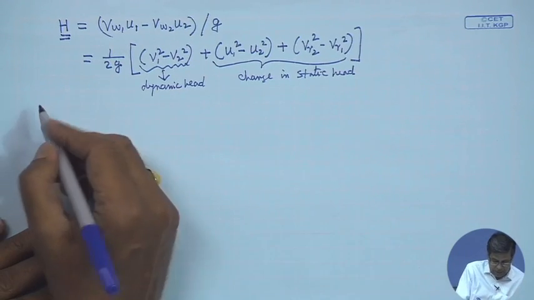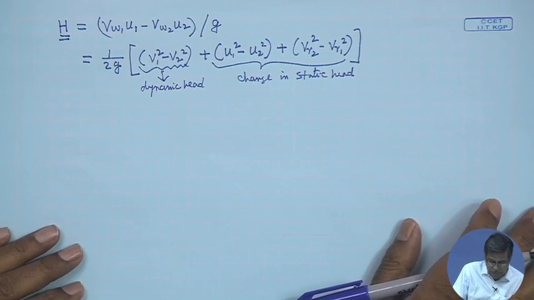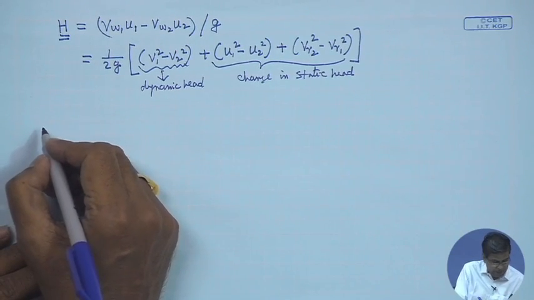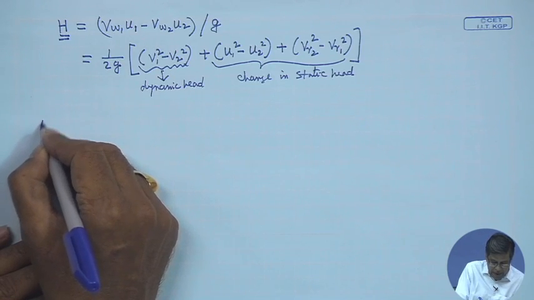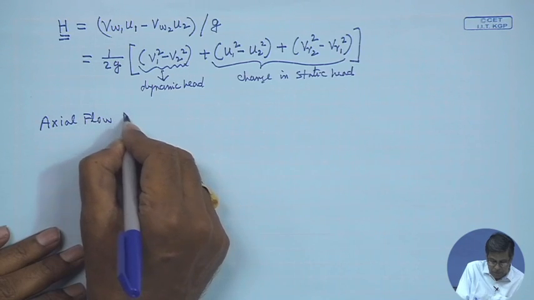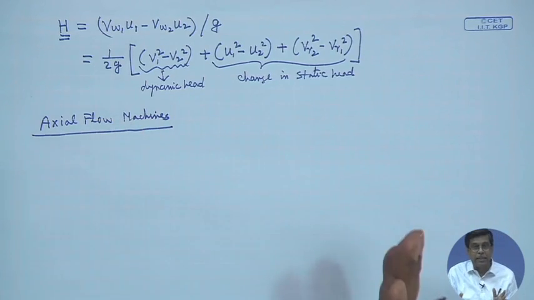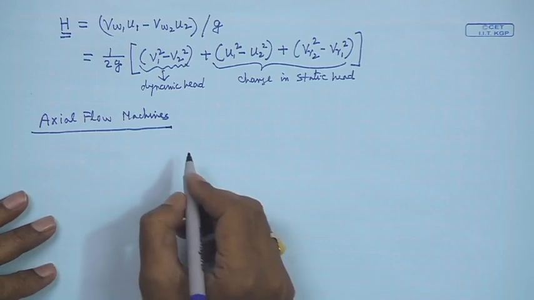Now, in relation to this, we should discuss different types of machines depending upon the direction of flow. One is the axial flow machines. What are axial flow machines? In axial flow machines, the main or bulk fluid moves in the axial direction. There may be components of velocity in the tangential direction and radial direction, but the main motion is in the axial direction. So, this type of machine can be shown like this.